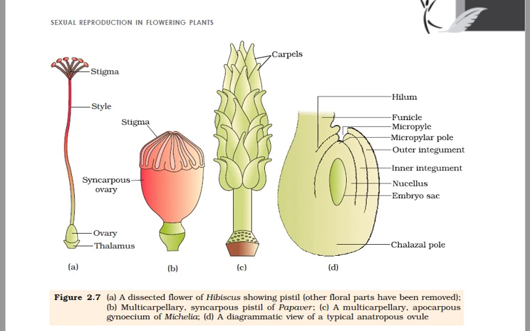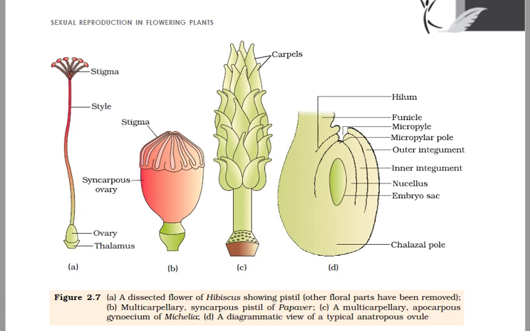So the ovule, now I show you the diagram, please focus on figure 2.7d. It is the structure of an ovule. This is an anatropous ovule. The meaning of the anatropous ovule is that the ovule is completely inverted or turned back 180 degrees on its stalk. This ovule is a large parenchymatous body.